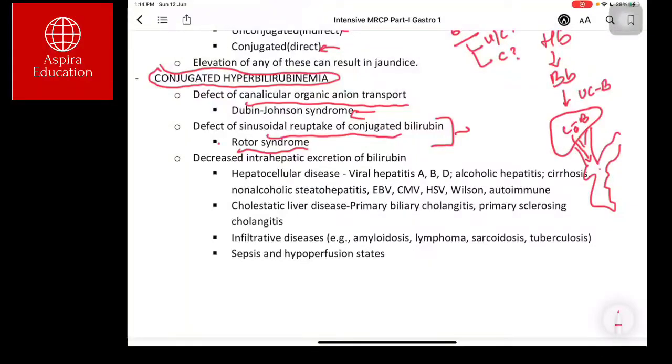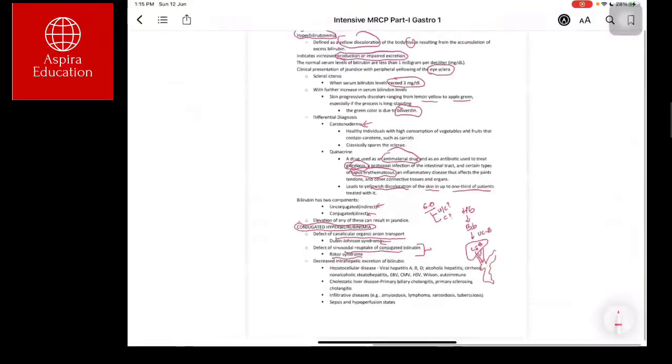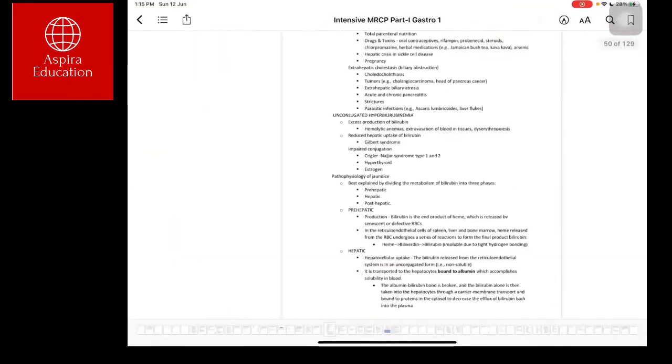Basically what happens is when the bilirubin is synthesized and thrown into the canaliculi, not all of it is excreted into the system, it is reabsorbed. So whenever there is a defect at the level of the sinusoidal reuptake of conjugated bilirubin, that bilirubin remains in the hepatic sinusoids and is reabsorbed, leading to jaundice. So the motor is defective. This is the conjugated bilirubin.